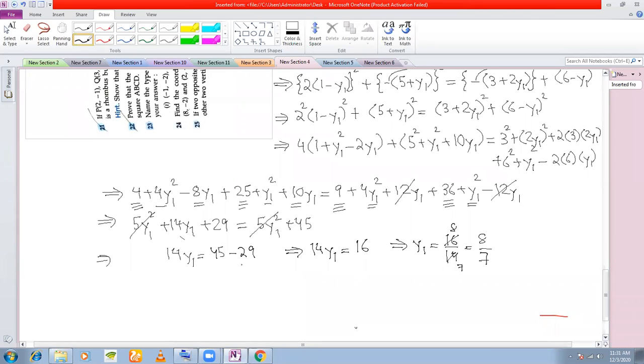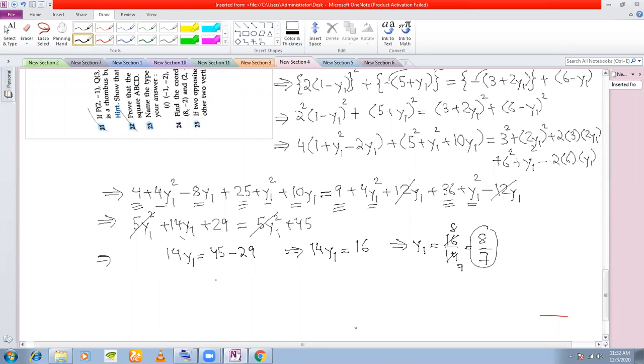We are getting a very strange point here. Y1 is equal to 8 by 7. If I have not made any plus or minus mistake here, I'll just go over once again and I'll let you know tomorrow if I have made any mistake. But we are getting a point like 8 by 7.